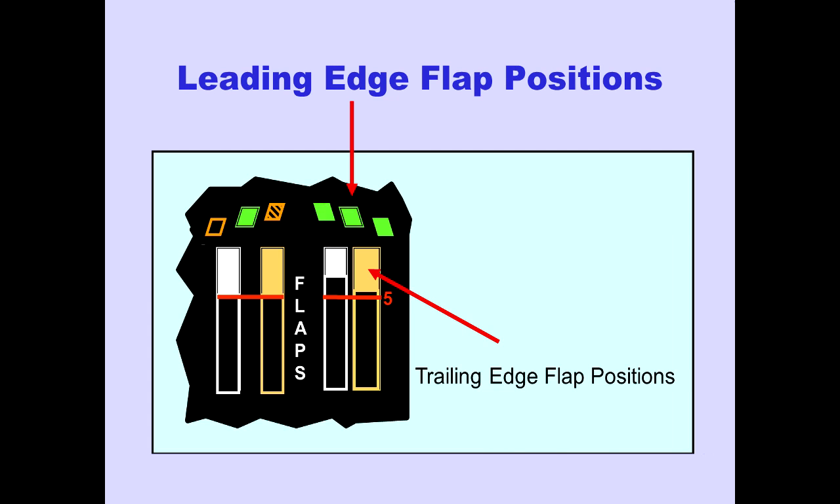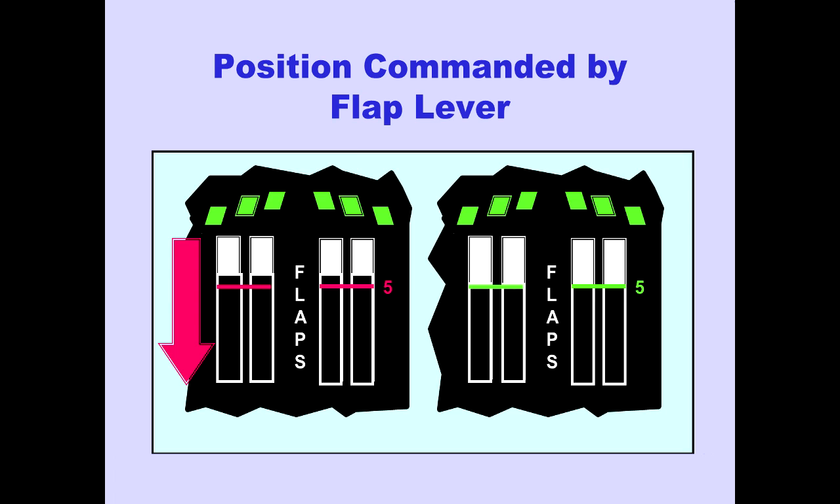Leading edge flap positions are displayed on the upper part of the indication, and trailing edge flap positions are displayed on the lower part of the indication. The position commanded by the flap lever is displayed in magenta when flaps are in transit and green when all leading and trailing edge flaps reach the commanded position.